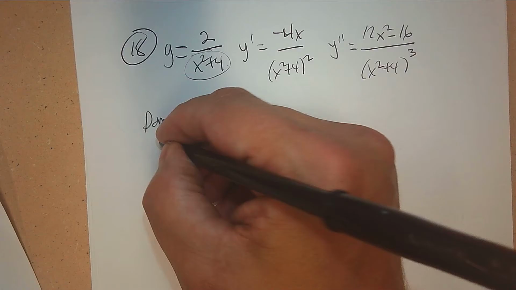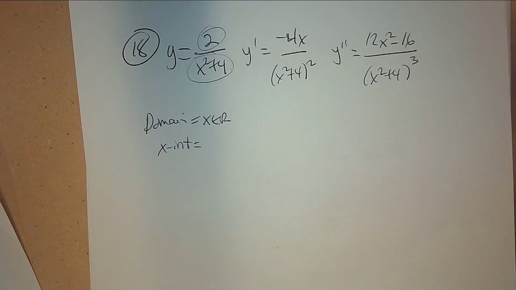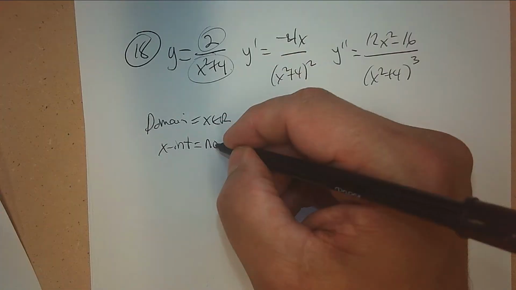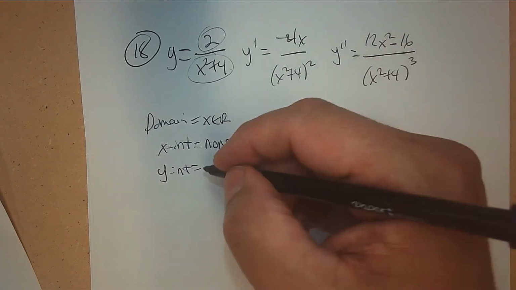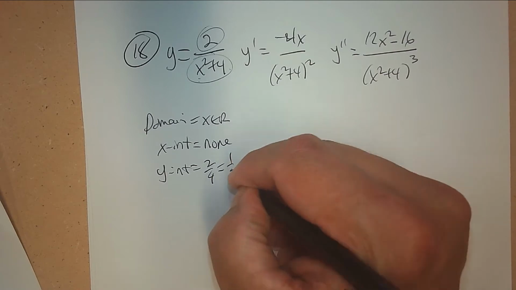What's the next thing? X-intercept. When I look at the x-intercept, look at the top. There's no variable on top. There's nothing to plug in that will give you the answer 0. That means there is no x-intercept. Y-intercept. You plug in 0 for x. So when you plug in 0, you get 2 over 4, or 1/2.